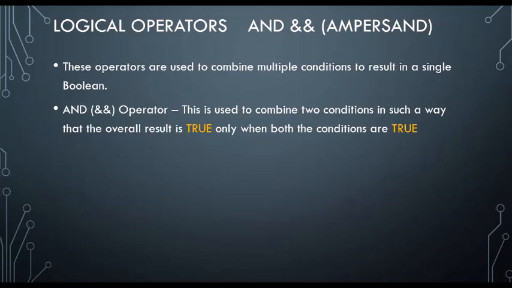So that means if there are two conditions and something should happen only when both the conditions are true, let me take an example here. For example, you want to go to a movie, and you can go only under two conditions: it should be a holiday on that day, and you should have money to go to the movie.